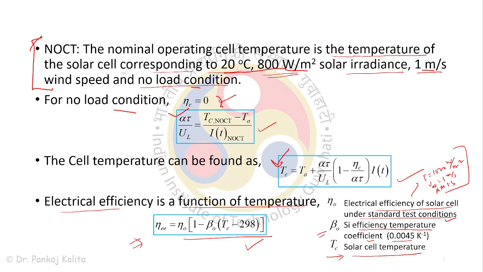So this formula, you can remember. If we talk about how electrical efficiency is a function of temperature, electrical efficiency is your electrical efficiency of the solar cell at standard test condition, your STC, right, into 1 minus B naught. B naught is your silicon efficiency temperature coefficient, that is a fixed value, into TC minus 298. TC is your solar cell temperature. So this is your efficiency and temperature relation.